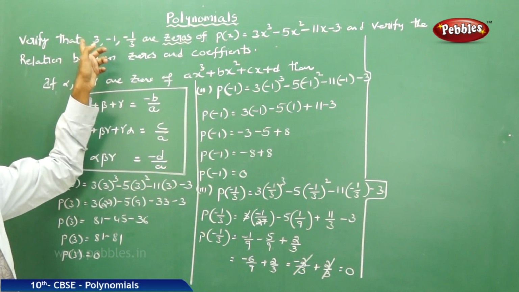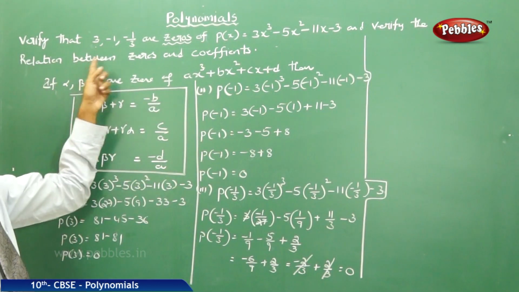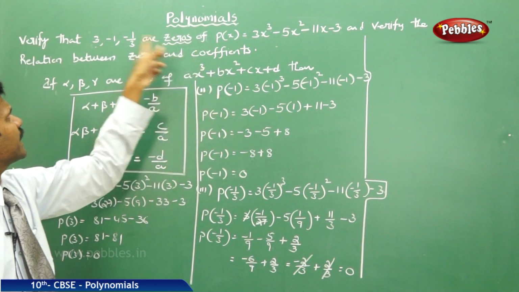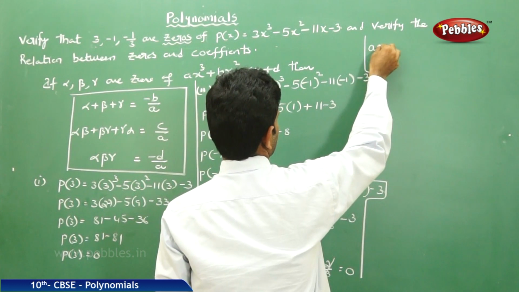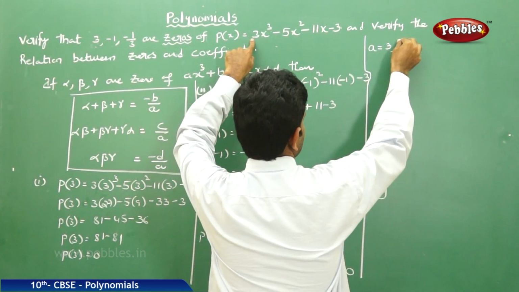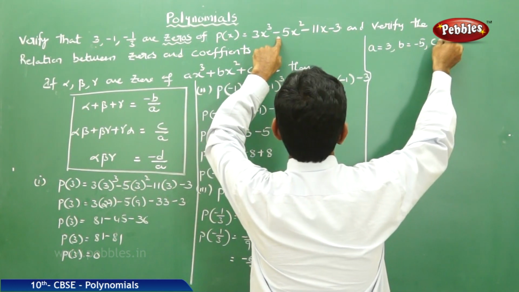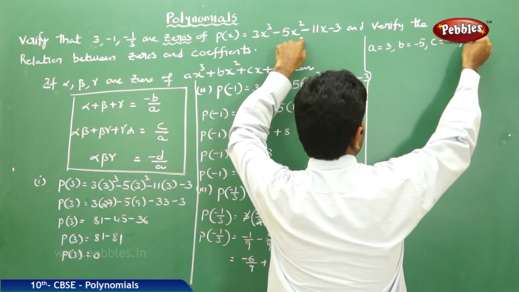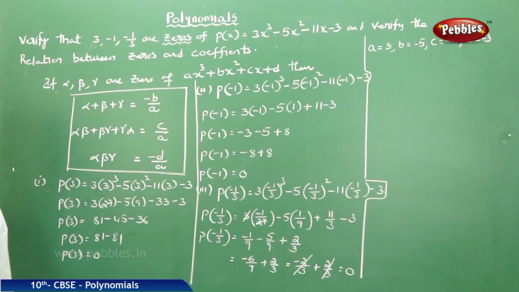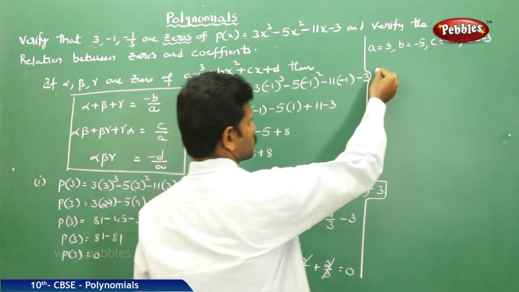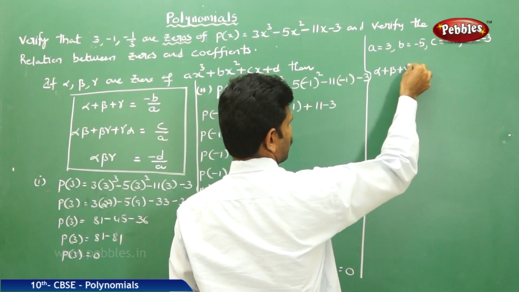Now we tested that the given 3 are the zeros. Next we have to verify the relation between zeros and the coefficients. Now in my hand 3 zeros are there. Now what are the coefficients? Let's write: a value 3, b value minus 5, c value minus 11, d value minus 3. These are the coefficients.